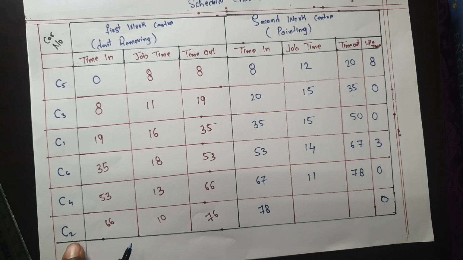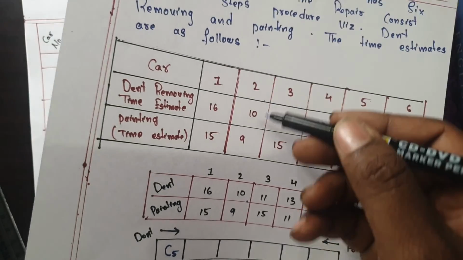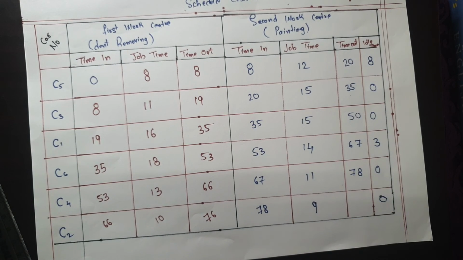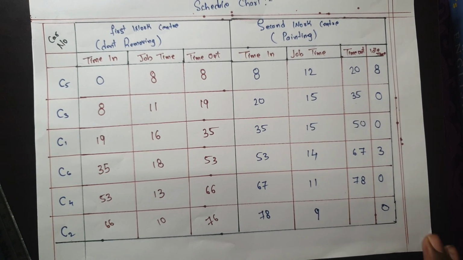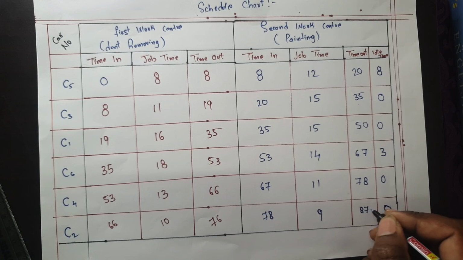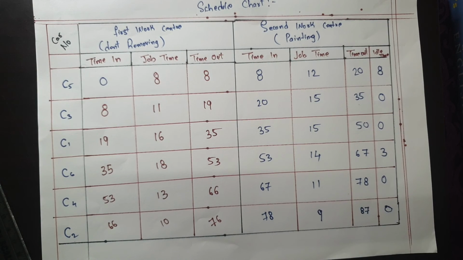Now, you have to check the sequence. Which sequence is there? C2. In C2, what is the value here? 9. So, write down 9 here. This is the completion. If you add this, how much will you get? 87. Like this you have to find out.